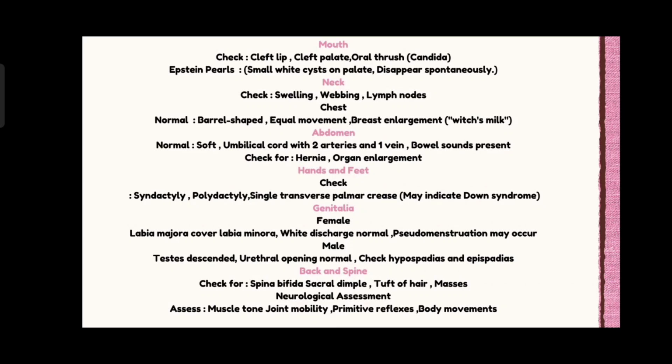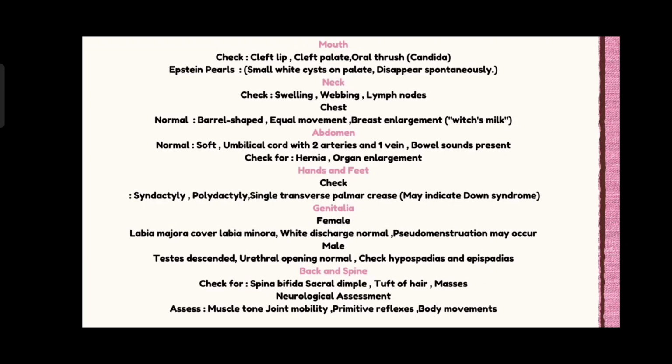And when coming to the abdomen, normally it is soft and the umbilical cord is present with 2 arteries and 1 vein, and bowel sounds are present. And in the abdomen we have to check for hernia and organ enlargement. Then coming to the hands and feet, we have to check for syndactyly and polydactyly, which means extra fingers will be present, that we have to check. And also we have to check for a single transverse palmar crease, which, if present, indicates the baby is having Down syndrome.